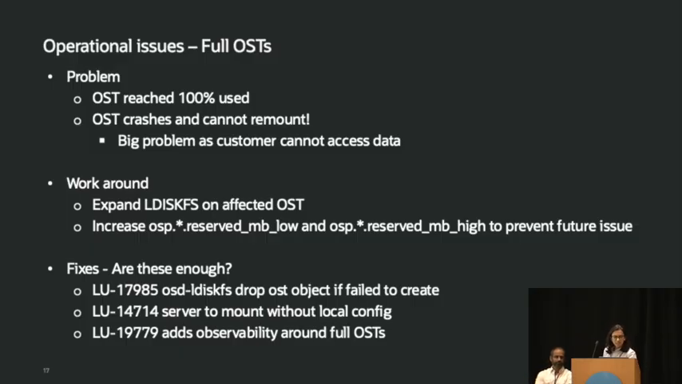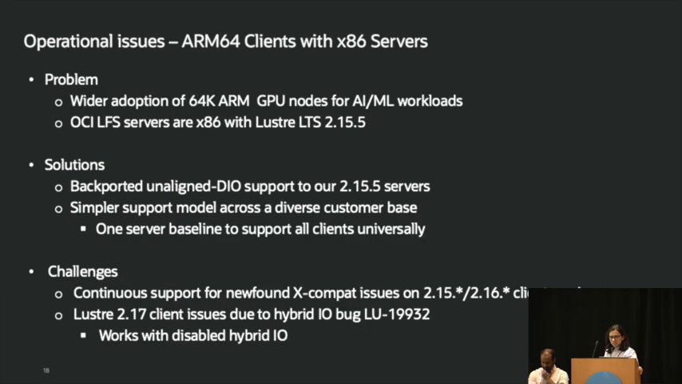The next slide is, so one of the things is that now new and strategic customers are coming in, wanting to use this managed Lustre service from OCI. And these customers want to run their AI/ML workloads on 64K ARM GPU nodes, which are very popular anyway. And they are also very performance sensitive. So they want to have the direct IO performance, let's say, right? They don't want to compromise on that.